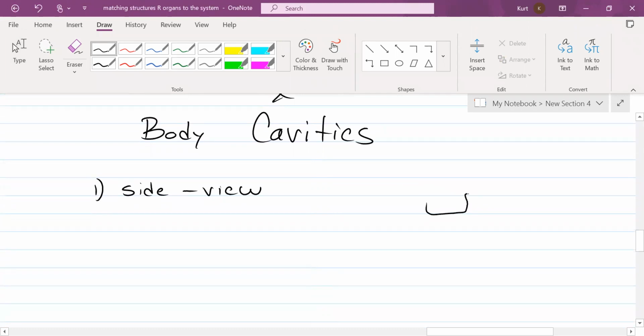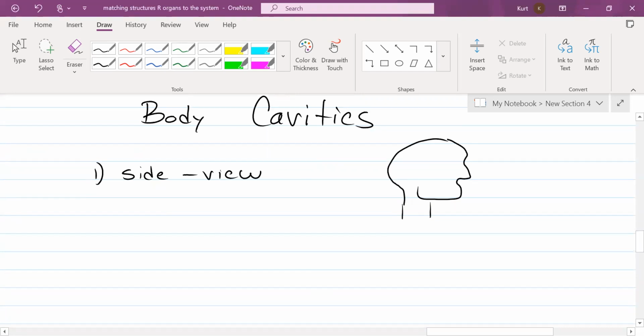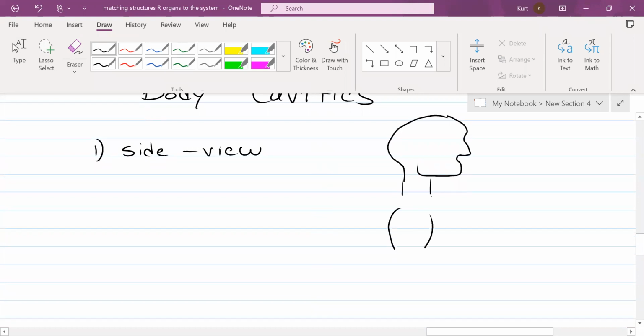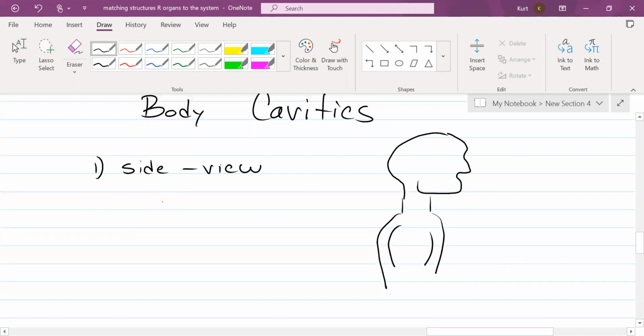So if I look at a human body like this, whoops, that's an ugly head. You're looking at them from the side. This is known as sagittal. Either the left side or the right side. Doesn't matter.